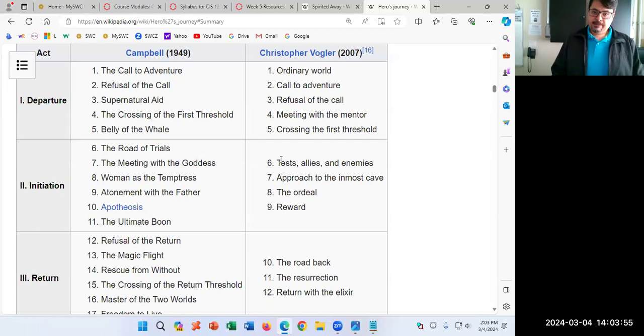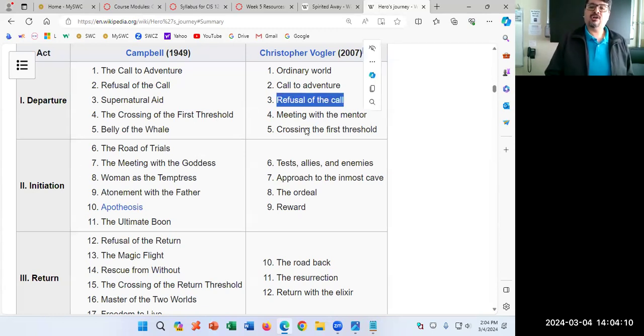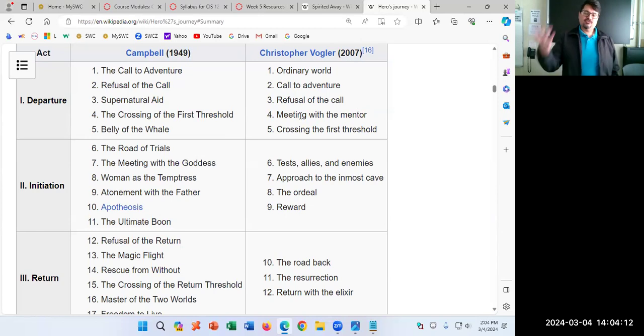Let's do this in the chat. Out of all of these possible ones, either 17 or 12, of the movie that you selected, pick one of these things and tell me what it is in the chat. Whatever your movie was, pick one of these, like, okay, refusal of the call. Mr. Fox doesn't want to do the thing, be specific. But pick any one of these. Some of them might not fully make sense at the moment. There's no whale in Star Wars. But try to respond about the movie that you selected.